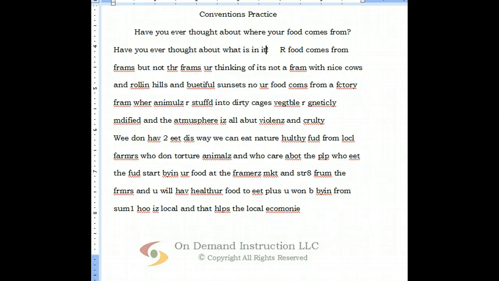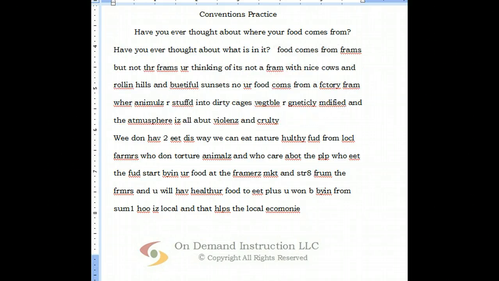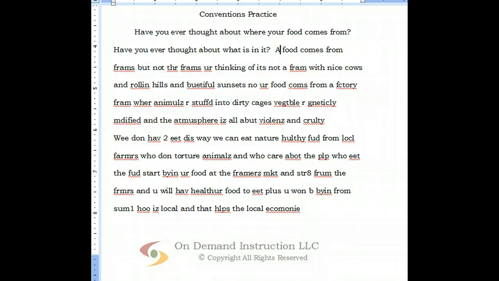Now, here we have a problem at the end. We have an exclamation mark. But clearly, this is a question. It's not an exclamation, so we're going to change that to having the question mark at the end. Also, at the end, we only want to have two spaces, not three or four.